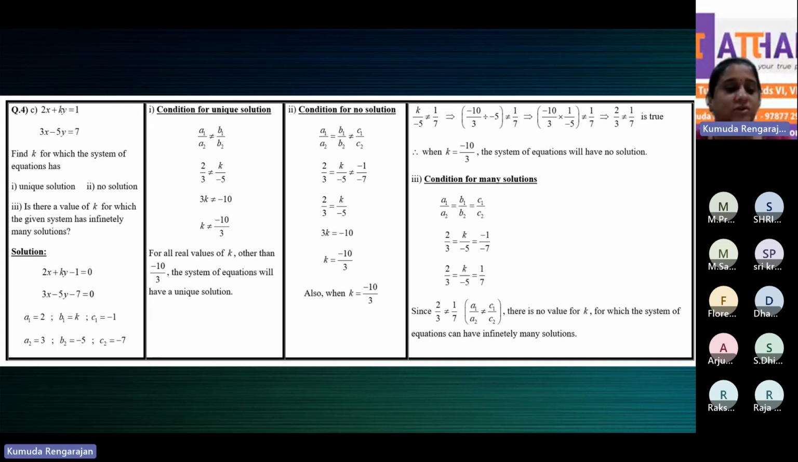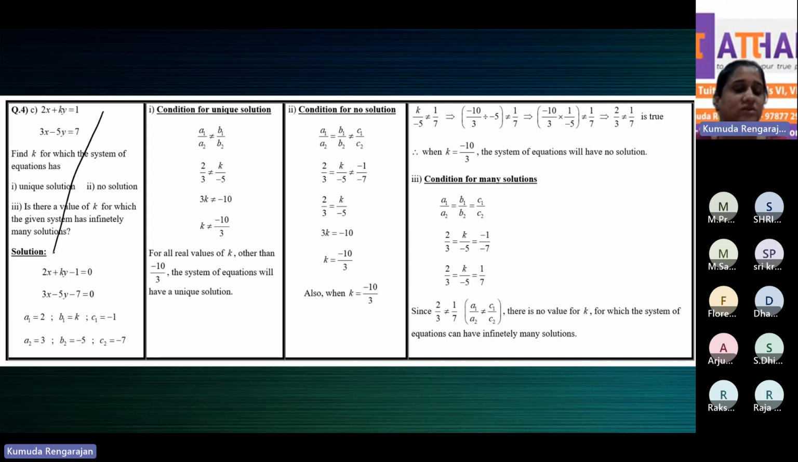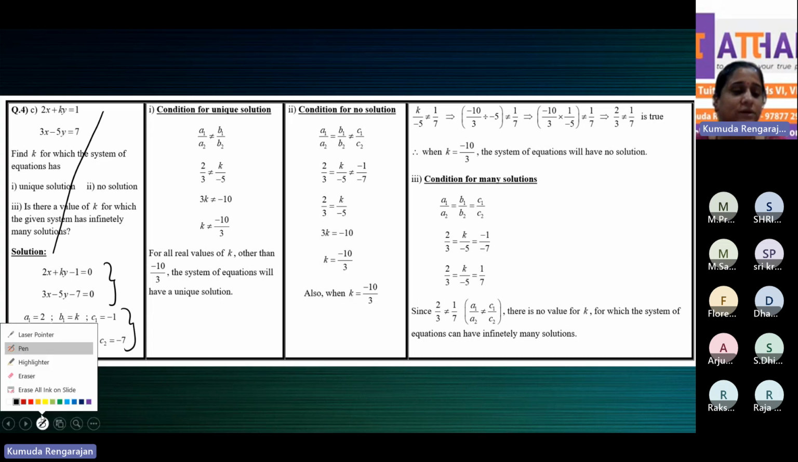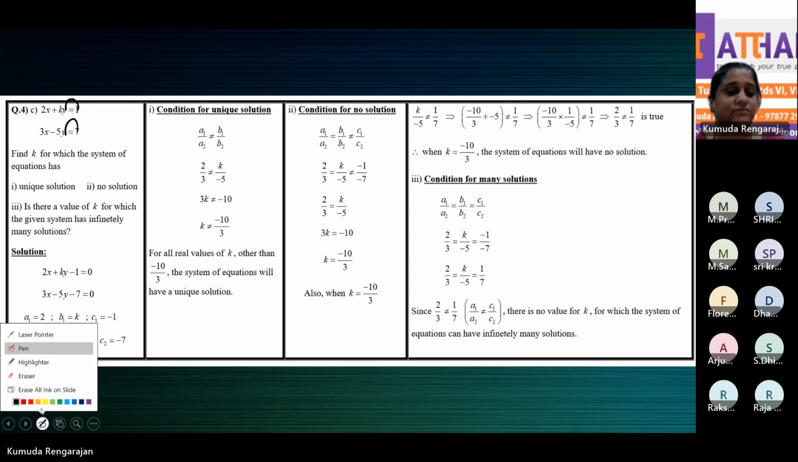Let's zoom in so that you can see better. Here you can see only the equations in the standard form. This is the question and standard form and the values of a1, a2, b1, b2, c1, c2. That's what you see there. You should take this here. -1 and -7 is equal to 0.